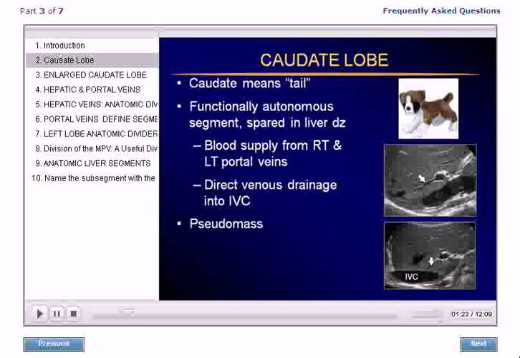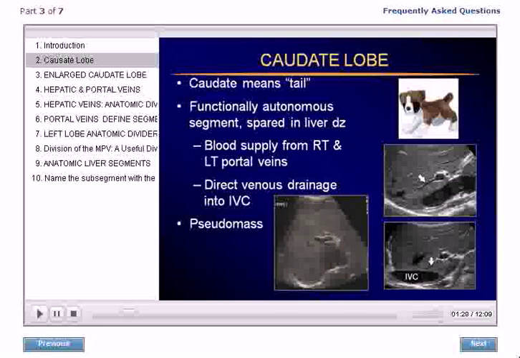Now, another thing you should know about the caudate is that it itself can look like a mass sometimes. We call that a pseudomass. Here's a section of the liver, and it looks like there's a mass in the caudate. So I would caution you, this is an artifact. If you ever think you see a mass in the caudate, ask yourself first, are you sure that that's not a pseudomass?